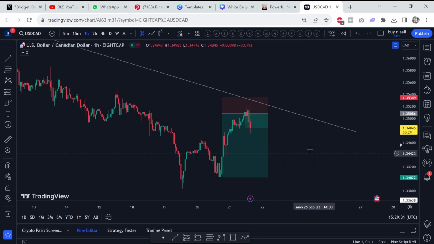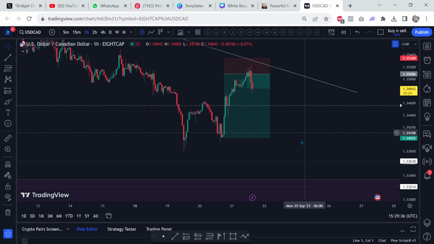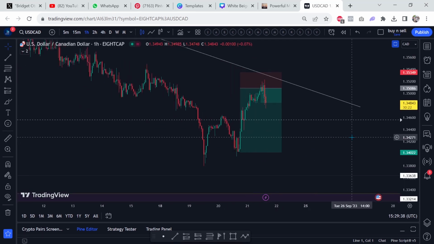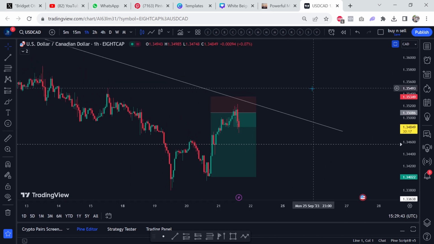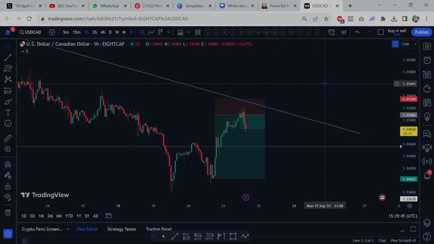So I expect a reaction around this level. I expect price to come all the way down here, but I'll be taking my profits along the way. So currently this is how far the trade has done. I'm setting my alerts and I'll see you on the next one.